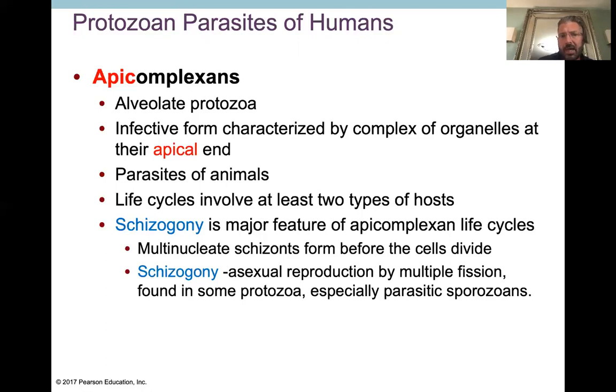So these are parasites of animals. The life cycle involves two types of host. Schizogony is a major feature of their life cycle. Multinucleate means there's going to be more than one nucleus before the cell divides. Schizogony is asexual reproduction by multiple fission, found in some protozoa, especially parasitic sporozoans. So just remember schizogony. When malaria gets into the liver, it's going to change shape. That's all that I really care that you know about.